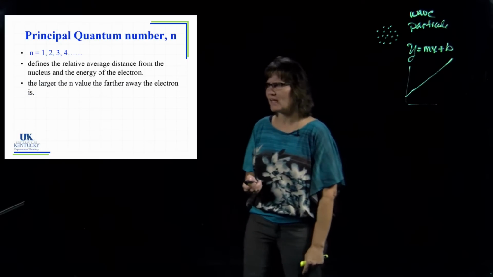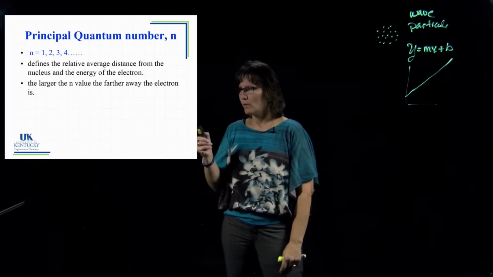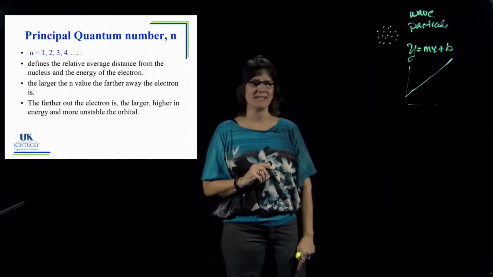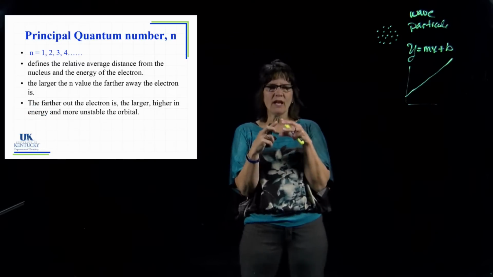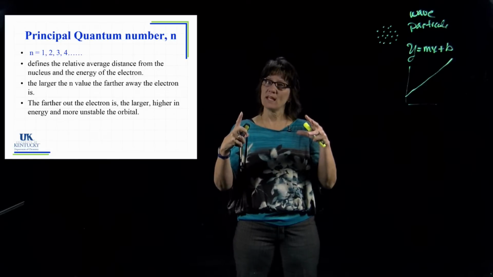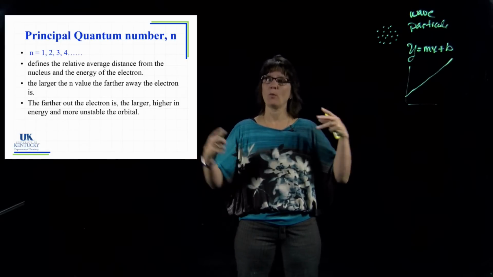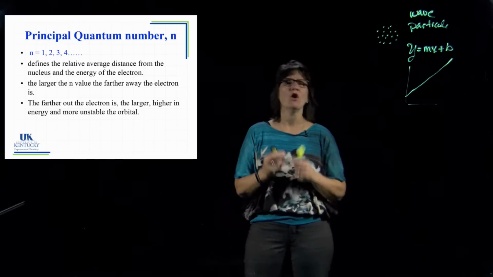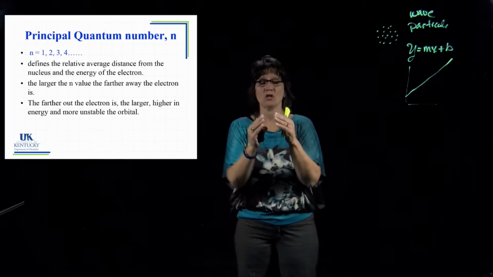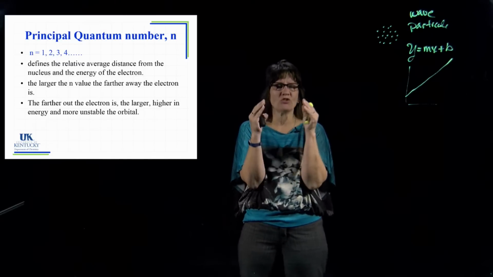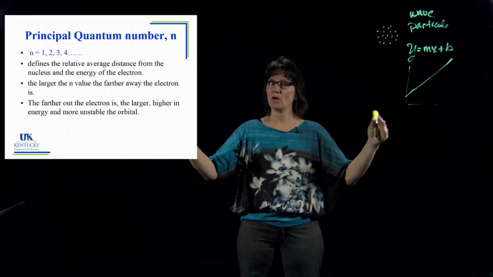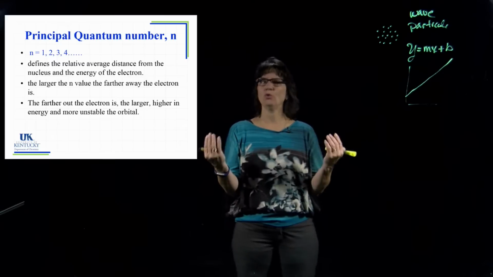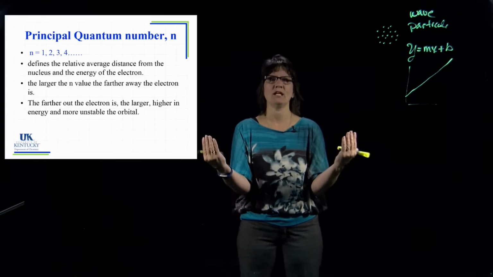The second thing it's telling us, well, it's further out the bigger the n. The further out it is, the higher its energy is. So when it's close, it has less energy. As it moves out, it has more energy, and so forth. Now, we saw that with the Bohr model because he came up with an equation where you could calculate how much energy that electron has in each one of its n values.